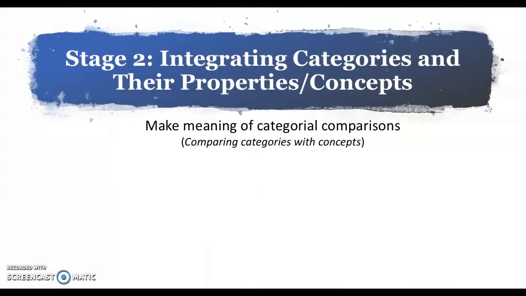The second stage of the method involves integrating categories and their properties, or concepts. During this stage, the researcher begins making meaning of categorical comparisons. The process shifts from a focus on comparisons between incidents found in data to comparisons between categories and their dimensions, making the data, codes, categories, and concepts more integrated and unified than ever before. For example, go back with me to the social loss category.